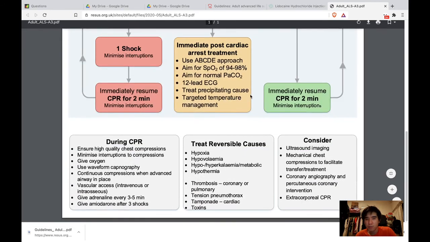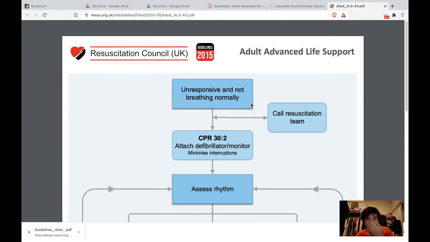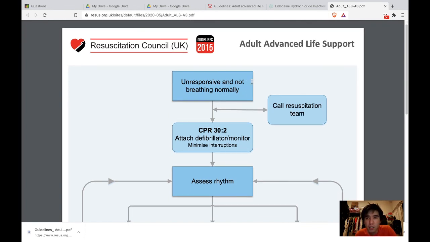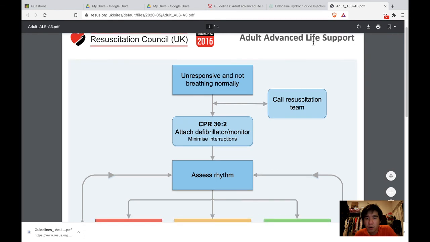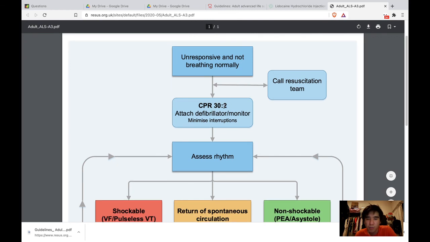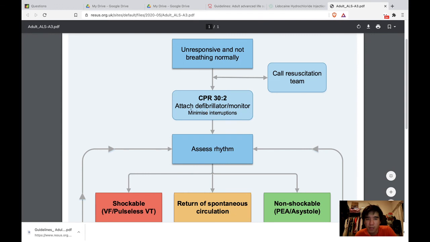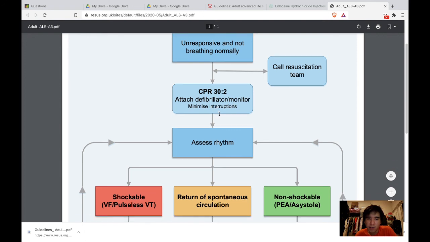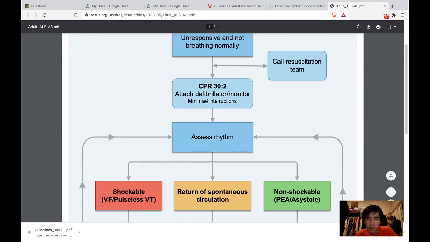Okay, so this is much more concise and less detailed, suitable for a medical student. So adult advanced life support. First, the patient is unresponsive and not breathing normally. Call the resus team. CPR, 30 compressions to 2 rescue breaths. Attach the defibrillator pads under the right clavicle and the left mid-axillary line beside the apex. Fourth intercostal space, I think.